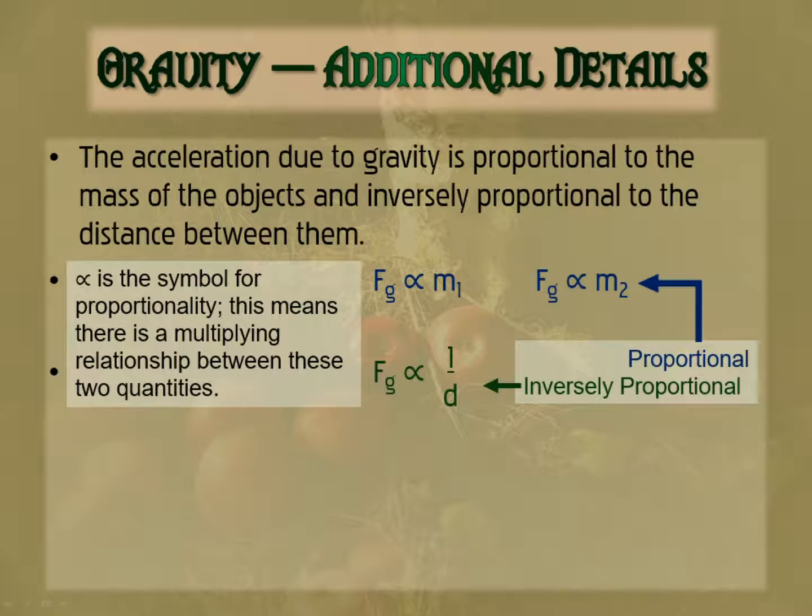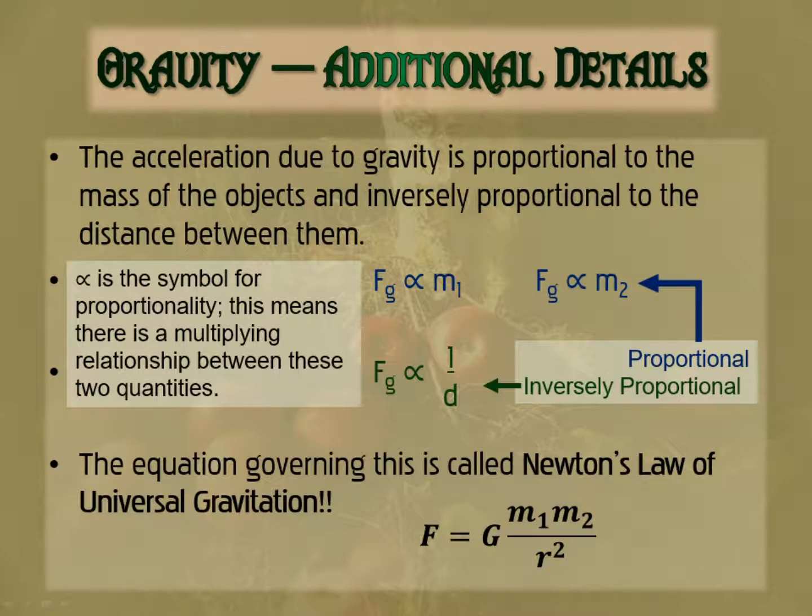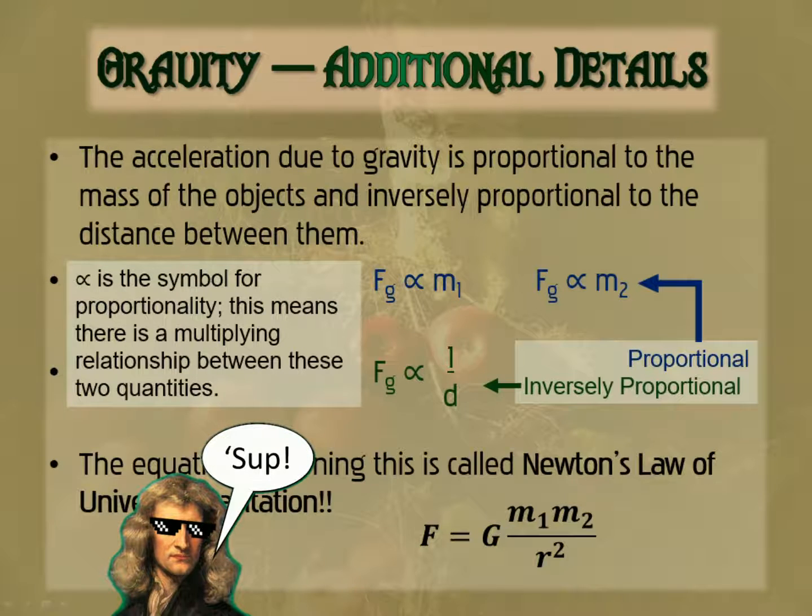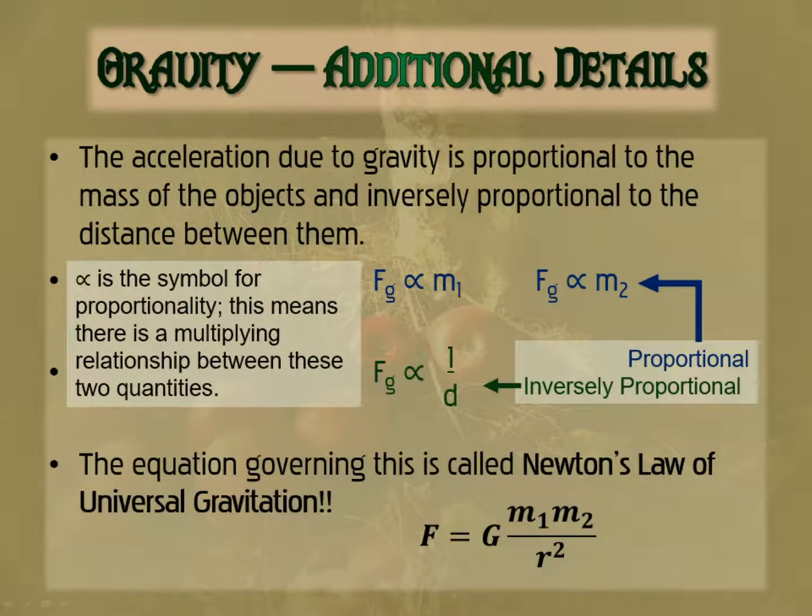Inverse proportionality, on the other hand, means that the values are related reciprocally. In other words, in this case, the gravitational force is inversely proportional to the distance between the objects, so it's proportional to 1 over d. The equation that governs this is called Newton's law of universal gravitation. In fact, you can see on the bottom is r squared. It's the square of the distance. So gravity gets weak very, very quickly as objects get further away, but it never ever quite goes to 0.